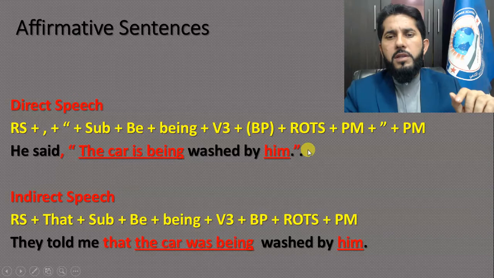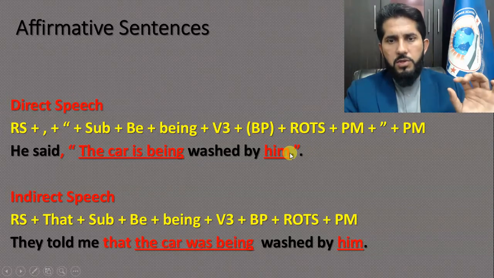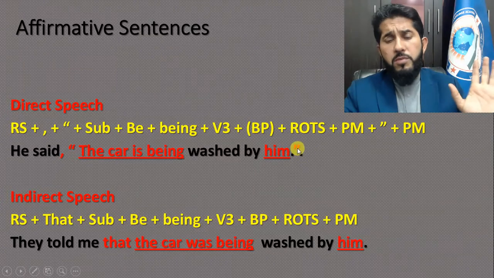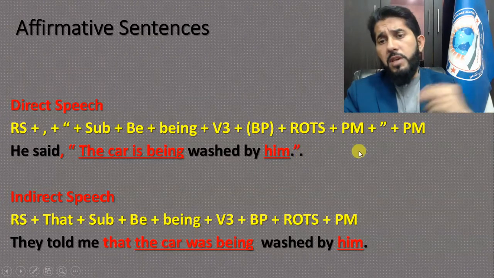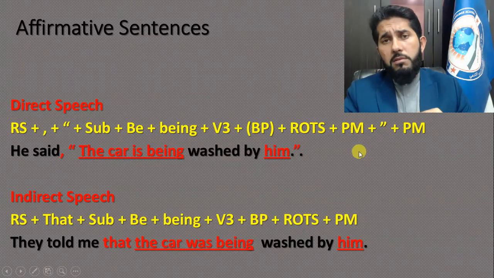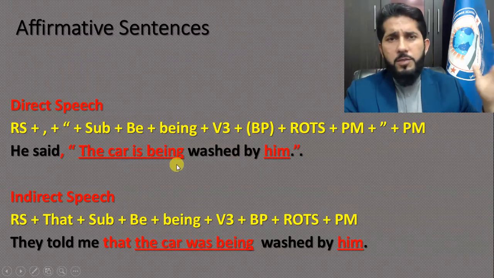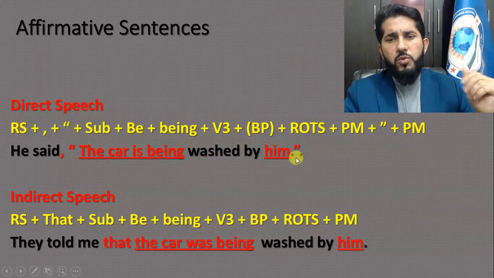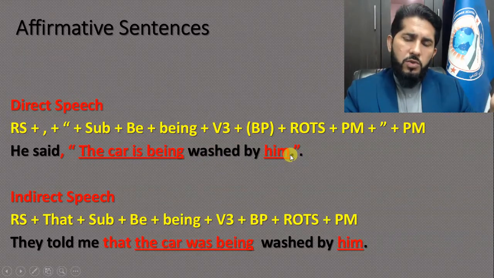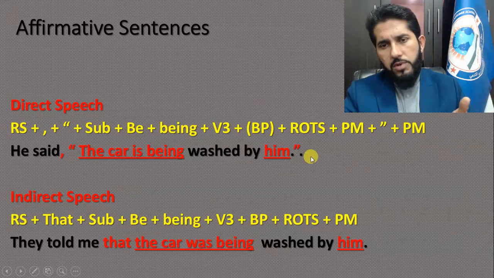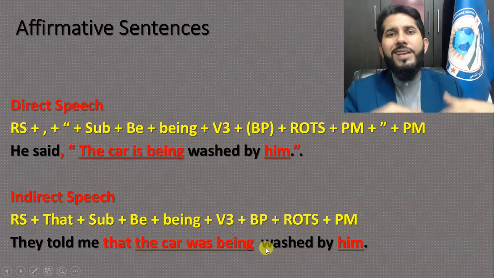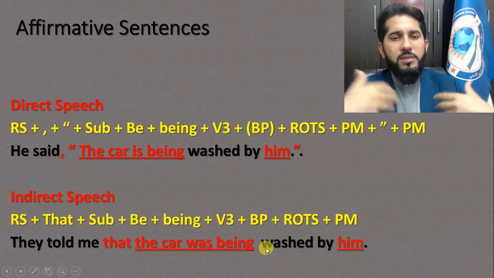Then PM means punctuation mark inside the quotation marks. And PM, then you close the quotation marks, and then PM, punctuation outside the quotation marks. And I've already explained this so many times, I'm going to say this again. We need two punctuation marks, one inside the quotation marks, one outside the quotation marks. Outside is for my sentence, the one inside is for somebody else's sentence that I've brought in my speech.